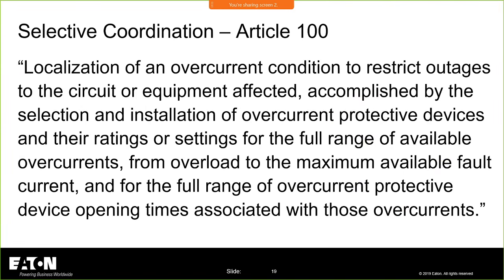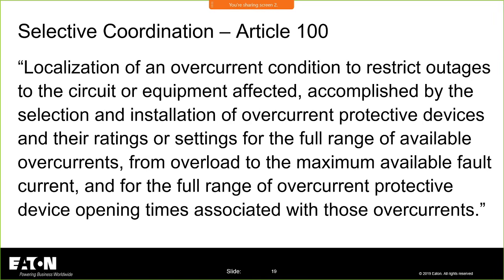Now, we can look in Article 100 of the National Electrical Code where they have a definition. The definition basically tells you exactly what I told you, but it brings in a couple more parameters. Selective coordination per Article 100 tells us that we need localization of overcurrent conditions, restricting outages to the circuit. So you want to restrict outages. You don't want to take the whole house down. You just want to take the bathroom down where all of those hair dryers are being plugged in. You want to accomplish it by selecting the right overcurrent protective devices. So you're picking devices based upon time current characteristic curves or other information, which I'm going to get into.